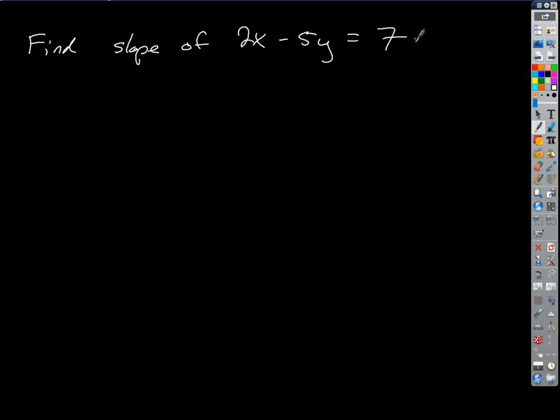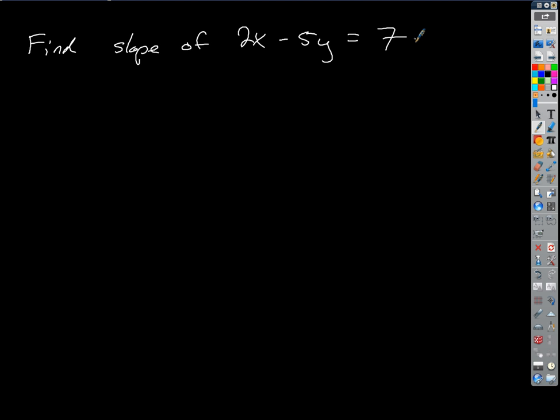Okay, that's it. Now, if the line is written in slope-intercept form, it's easy, right? It's just whatever m is in mx plus b, whatever is being multiplied by x. We looked at that the other day. That's easy. What about something like this where the line is written in standard form? You can't just look at it and see the slope.